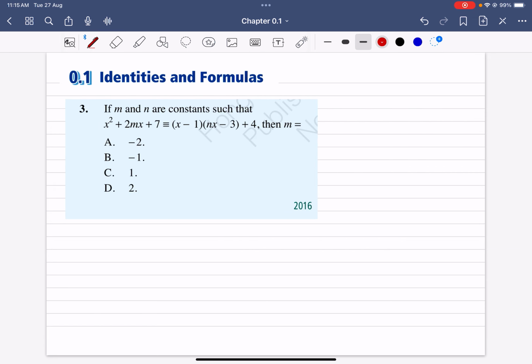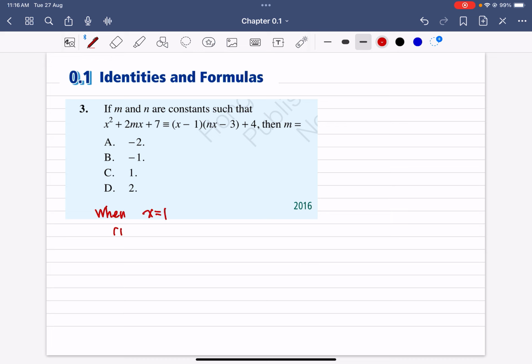How about this one? It's the identity. Now remember, for identities, you have two ways to do so. You can do it by substitution or by comparing the like terms. In this case, I want to find m, and I look at the right hand side here. This term, you have a bracket of x minus 1 and times another term. So if x is 1, then this whole term will disappear. So what will I do? I try to say when x equals 1.